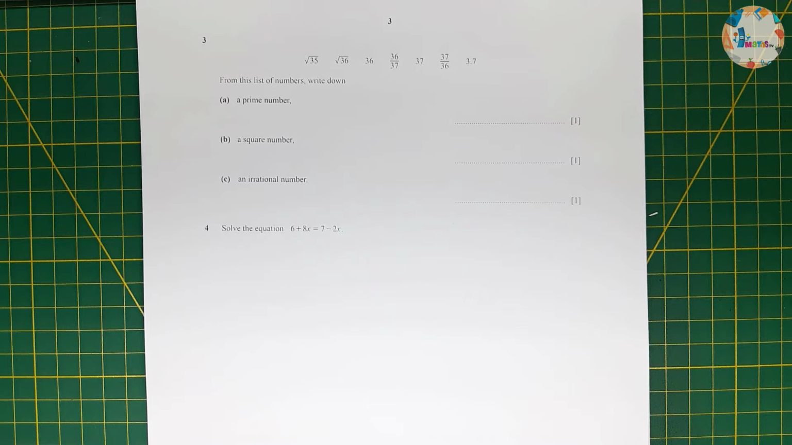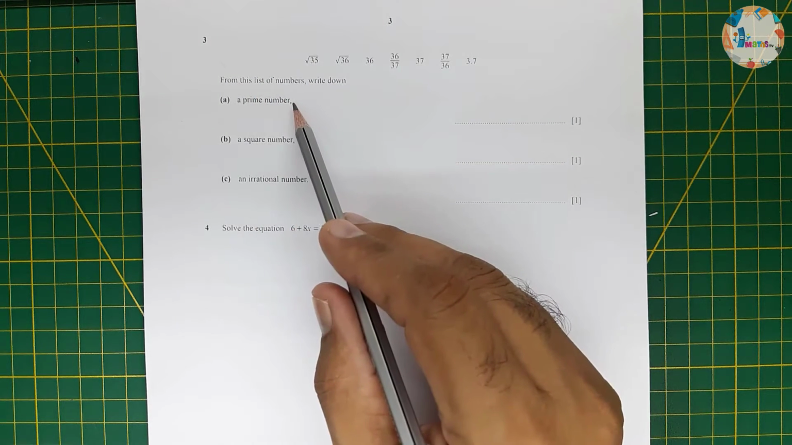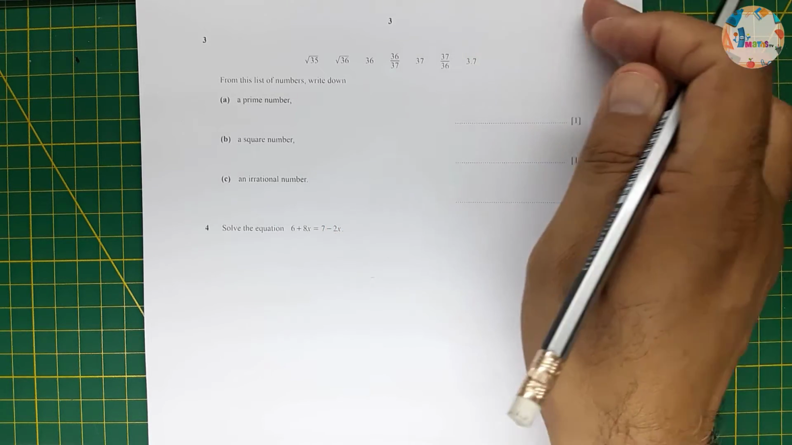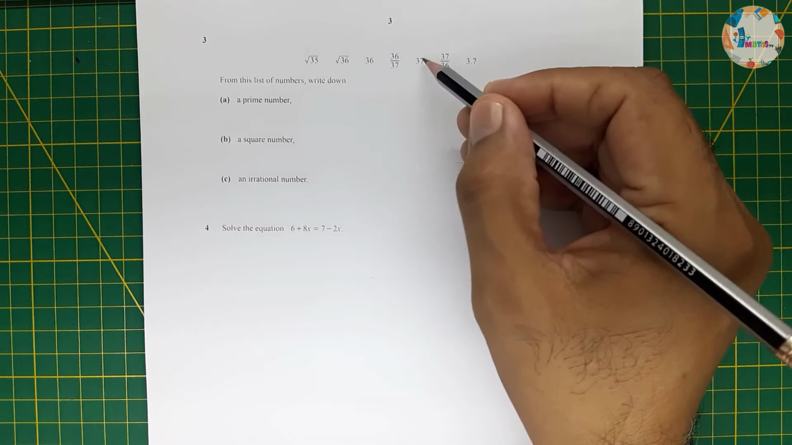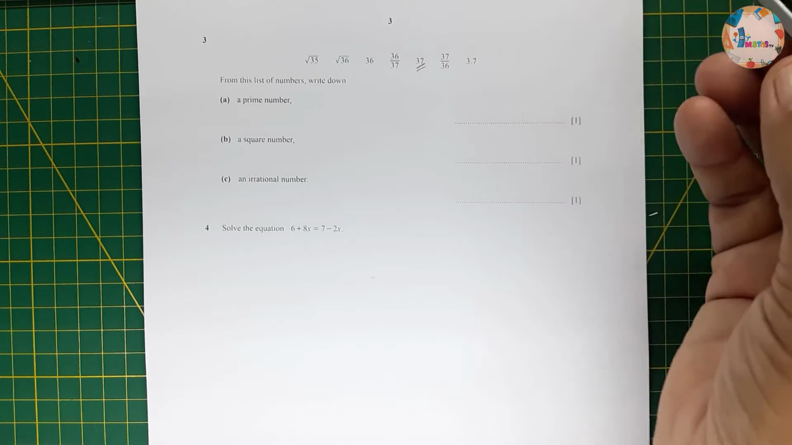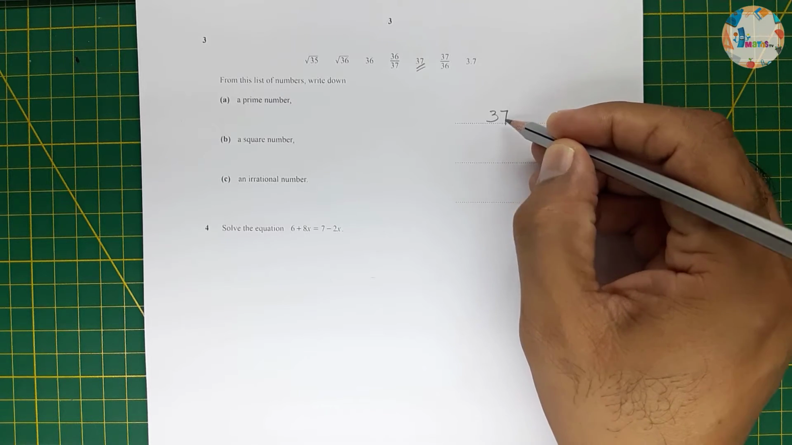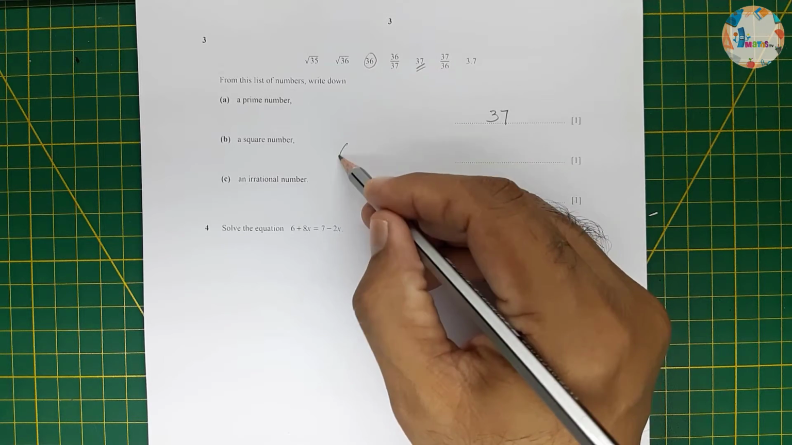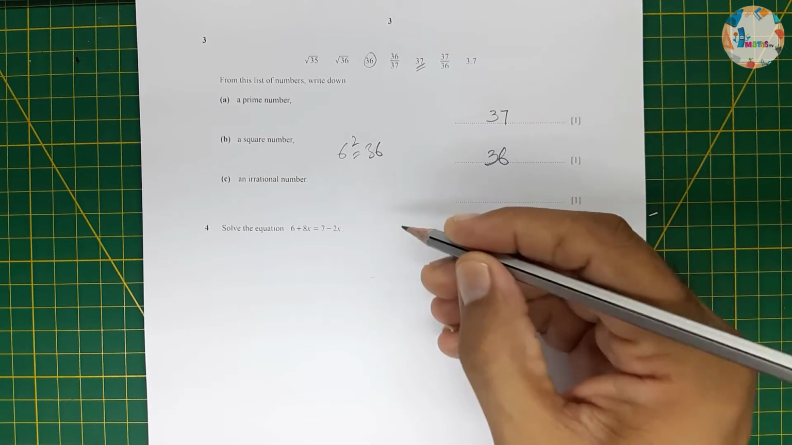Now question number 3. Numbers they have provided, and from this list of numbers write down a prime number. A prime number, we know, is a number divisible only by itself and 1. So if we check, this is the number which is divisible by itself and 1, so we'll write 37 as the prime number. A square number is like this number, which we can write as 6 squared. 6 squared will be equal to 36, so 36 will be our square number.